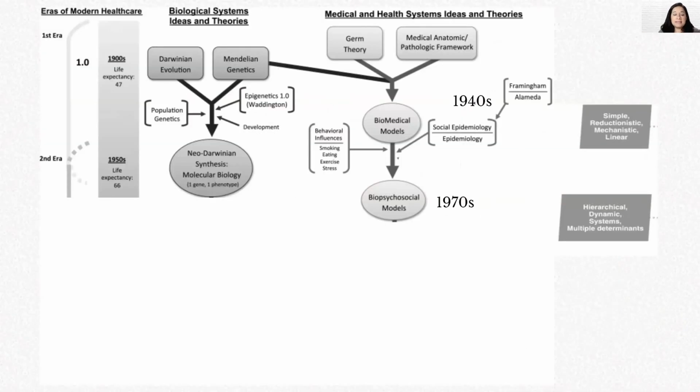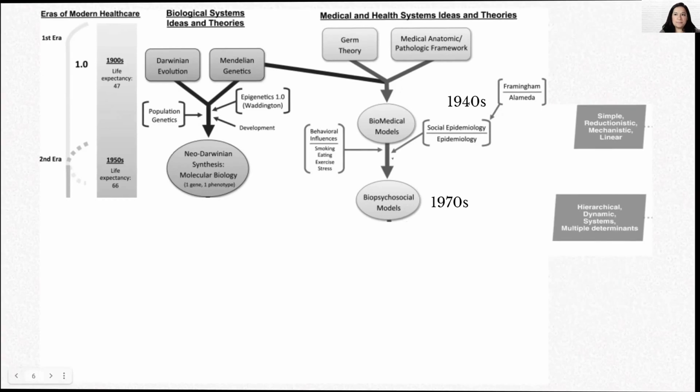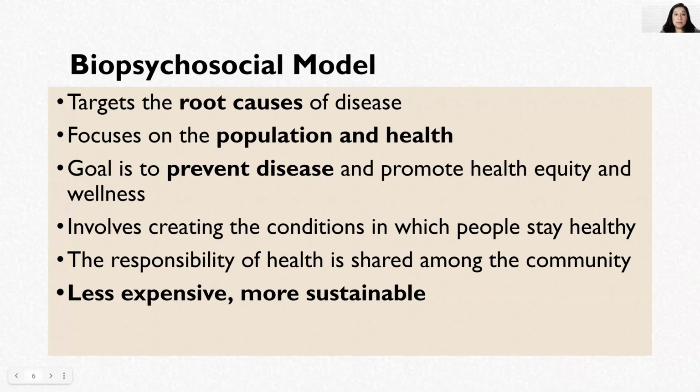And so as science continued to evolve, we had the social epidemiology, we have behavioral influences, and that helped us expand our model to the biopsychosocial model. And I think we all have heard about this in med school, throughout training, but even this is really kind of outdated, even though it did give us more of a hierarchy and it gave us more dynamic systems explanations for disease. It's still not quite the updated model. And so it does target some of the root causes of disease.